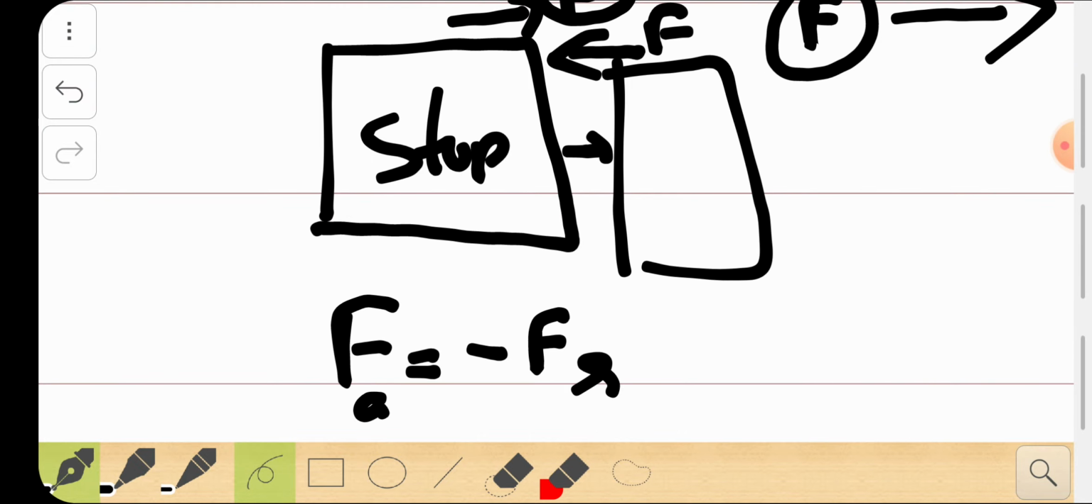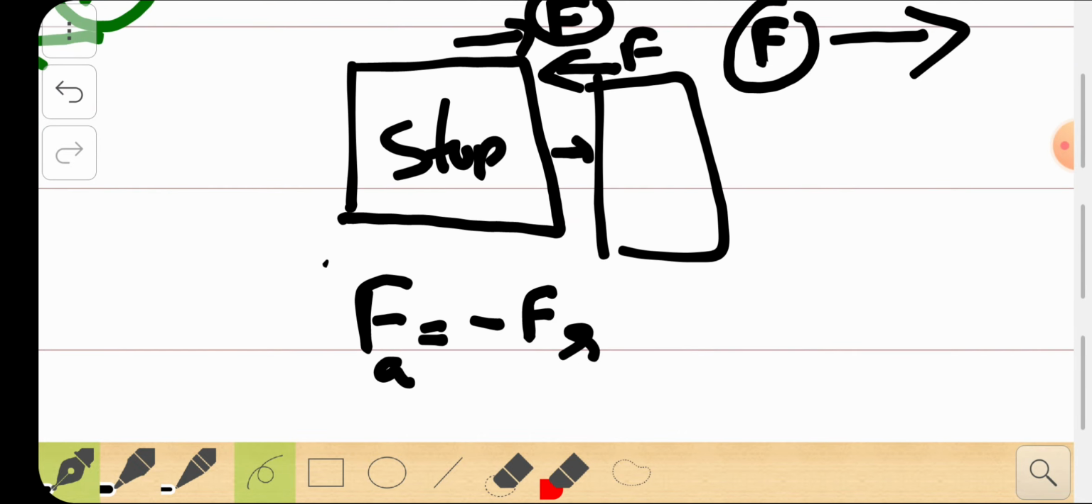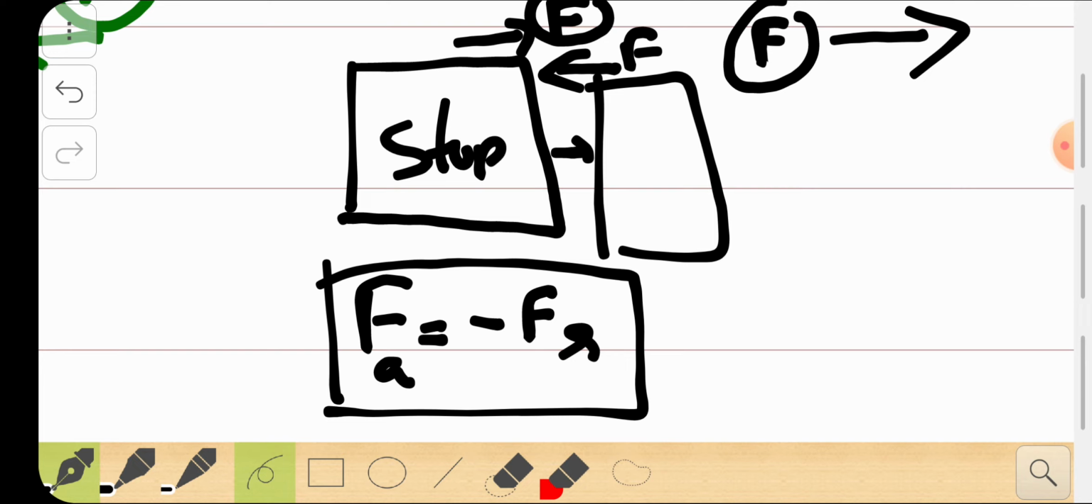This is called the action force. So the action force must be equal to the reaction force in magnitude but in opposite direction. So that's the idea of the third law of Newton. I have done all the best I could to explain everything in the most logical and most mathematically possible way.